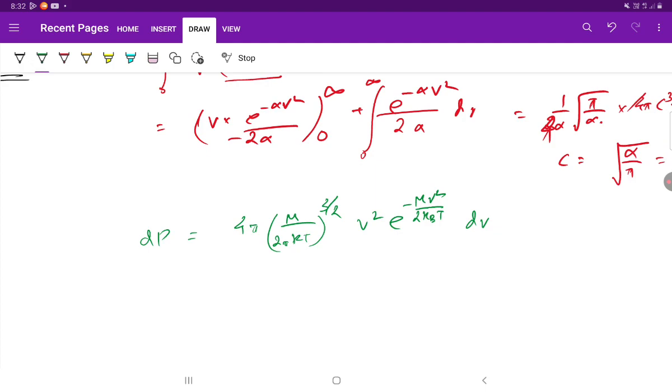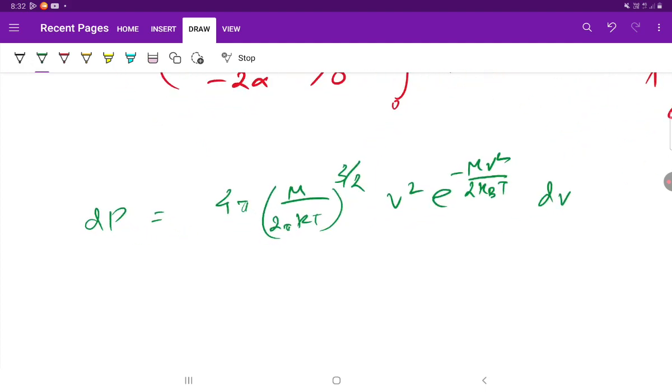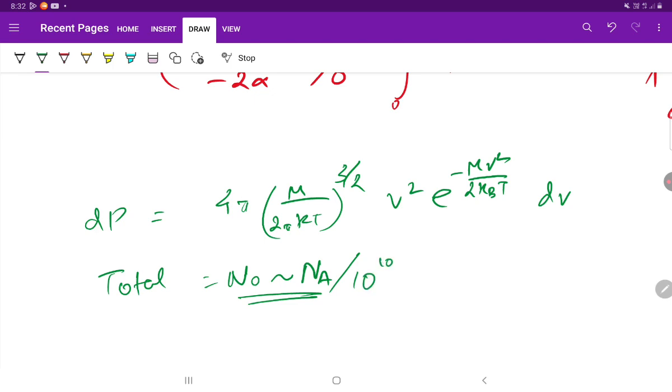Now, can you tell me the number of particles having velocity between v and v plus dv, if the total number of particles is N naught, which is much greater, or you can assume the order of N_A? We generally apply Maxwell-Boltzmann distribution and all those statistical laws in the case of a large number of particles. We cannot apply them for one or two particles. You must remember it. So N naught is generally of the order of N_A, or you can say N_A by 10 to the power 10, whatever you want, but it will be a very large number. Hope you get it.